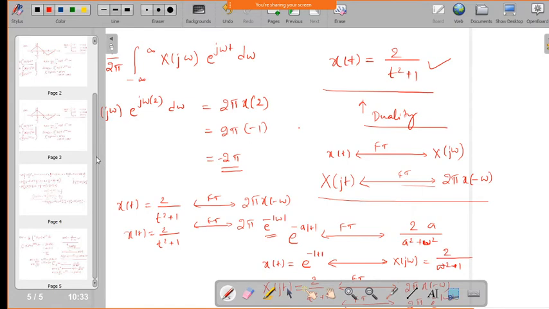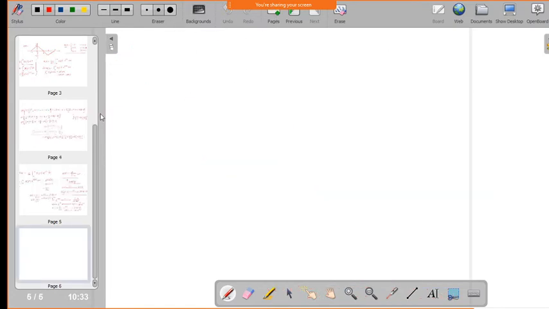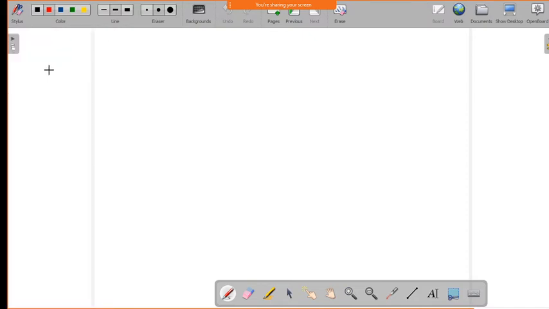Okay, is there any doubt? Okay, so now take this one and try to find out the Fourier transform. So this we have already done, so I expect you to do it.